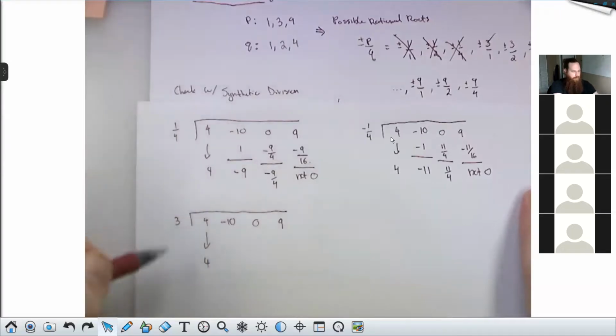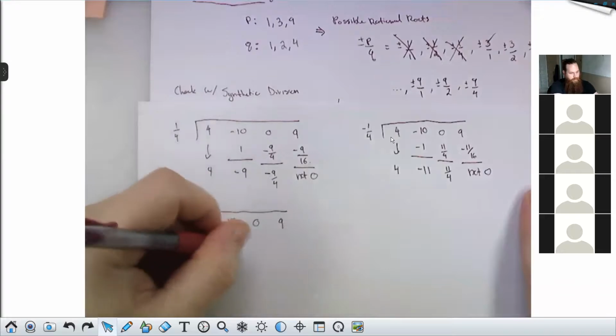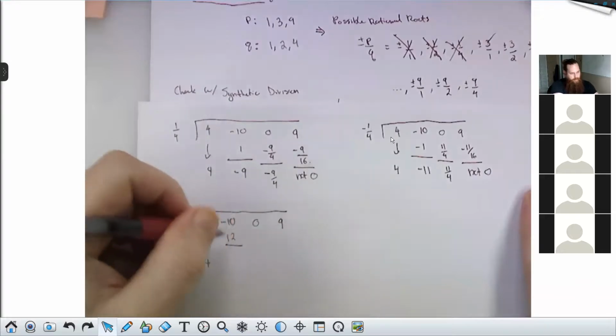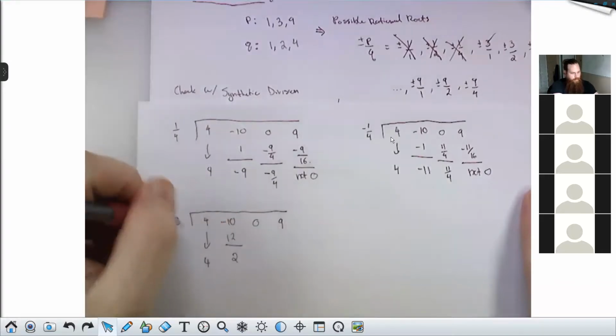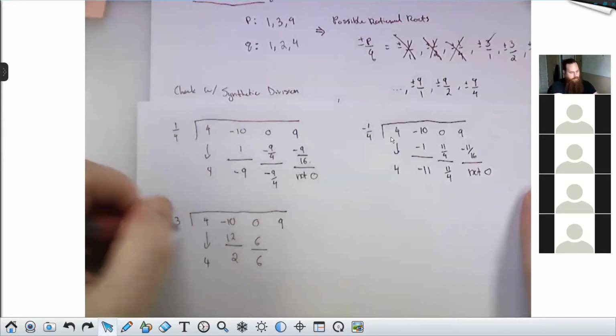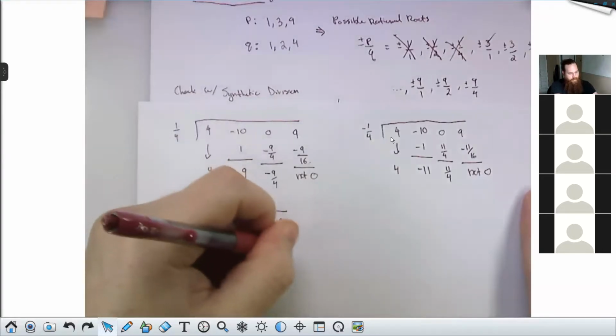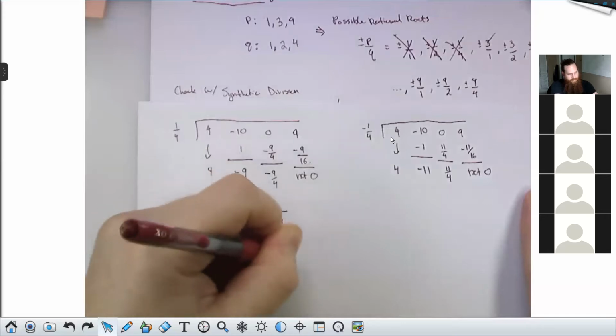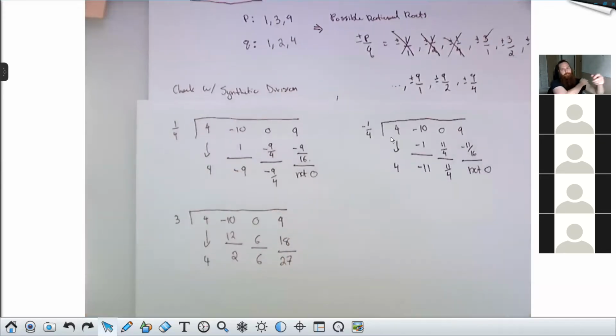Bring down the 4. 3 times 4 is 12. Negative 10 plus positive 12 is positive 2. 3 times 2 is 6. 6 plus 0 is 6. 3 times 6 is 18. 18 and 9 is 27. Again, not 0. This kind of looked like it had promise, though. Something about the 3 upstairs and the 4 downstairs both looked promising through this process.